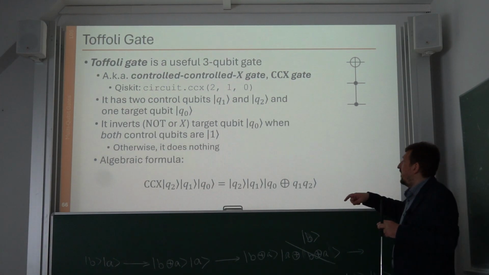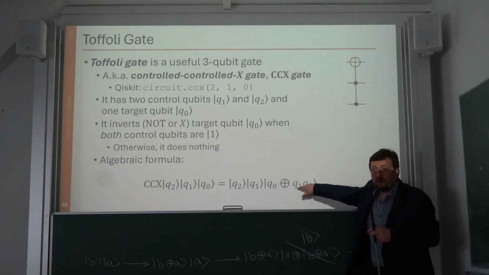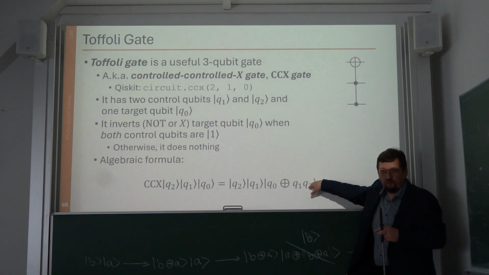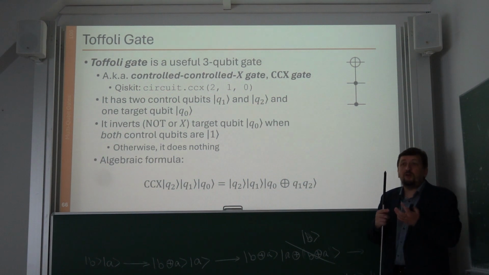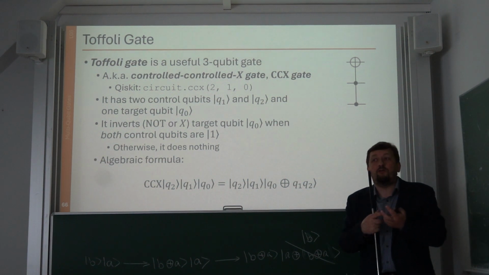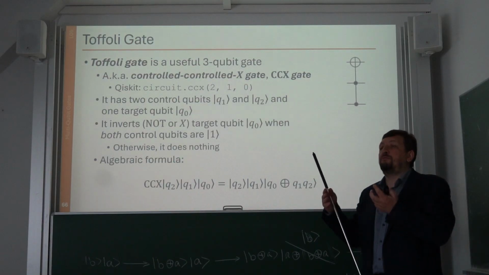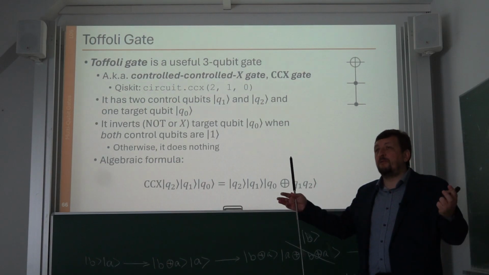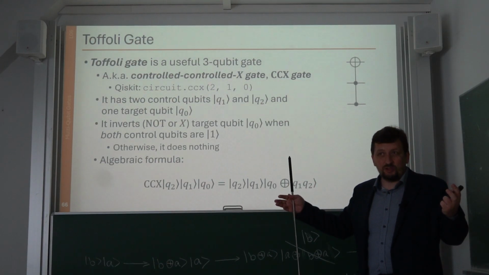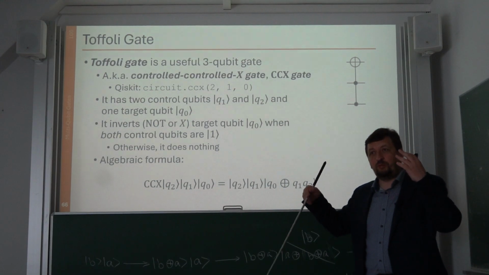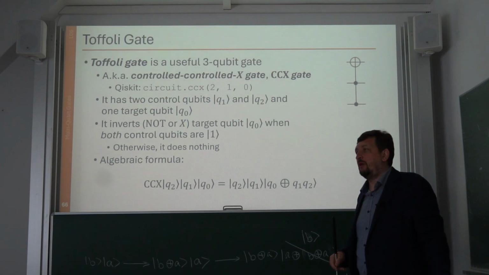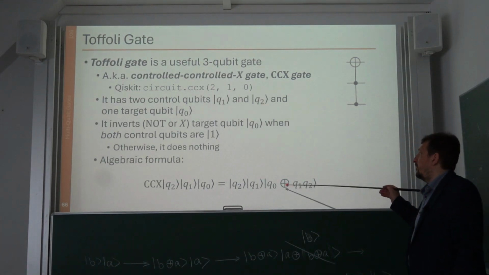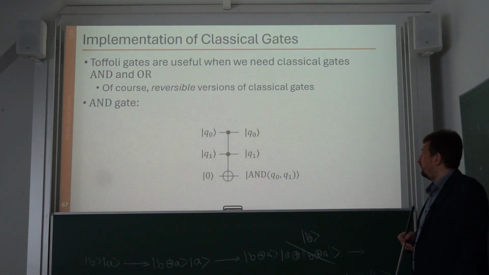So the Toffoli gate introduces this product of qubits Q1 and Q2, and the product is the same as the AND operation. And if we have XOR and if we have AND, we can realize absolutely any logical function. So if we want to build some logical circuit that resembles a classical circuit, the Toffoli gate is very useful.